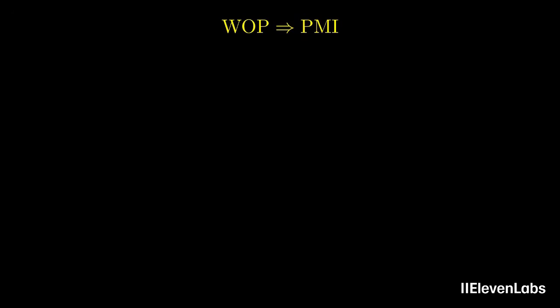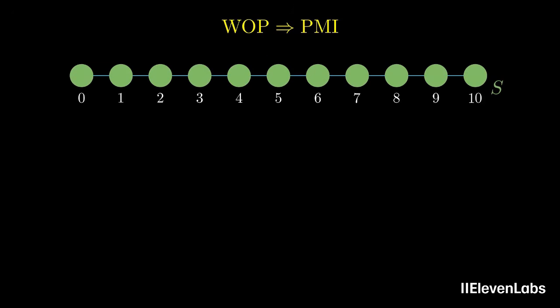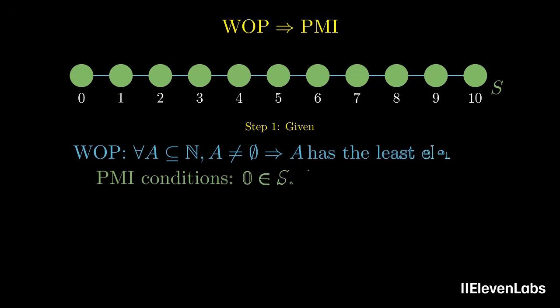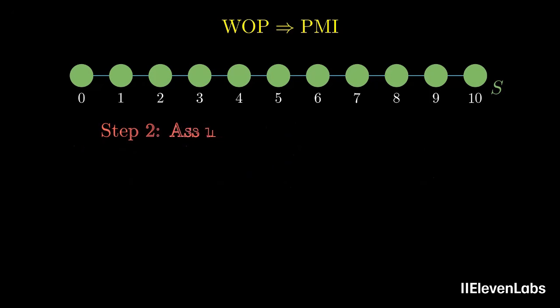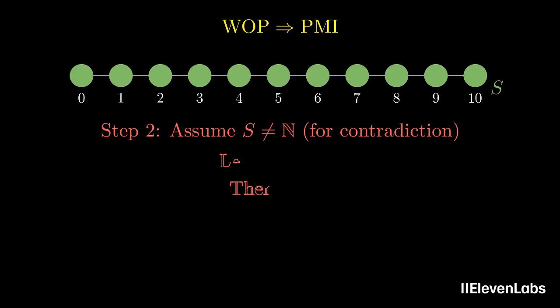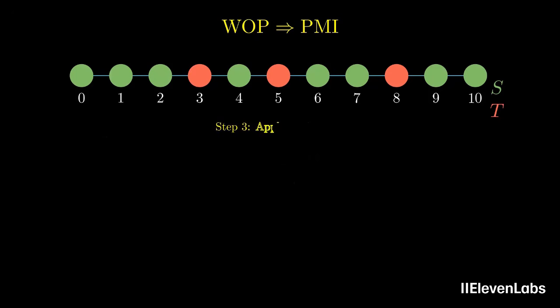Now, assuming that WOP is true, we are going to prove PMI. S is a set in which all the conditions of PMI hold, that is, 0 is in S, and whenever n equals k is in S, then n equals k plus 1 is in S. We shall show that by using WOP, S equals N. Suppose S is not equal to N, then the complement of S in N is a non-empty set T. So, by the well-ordering principle, T has a least element M.